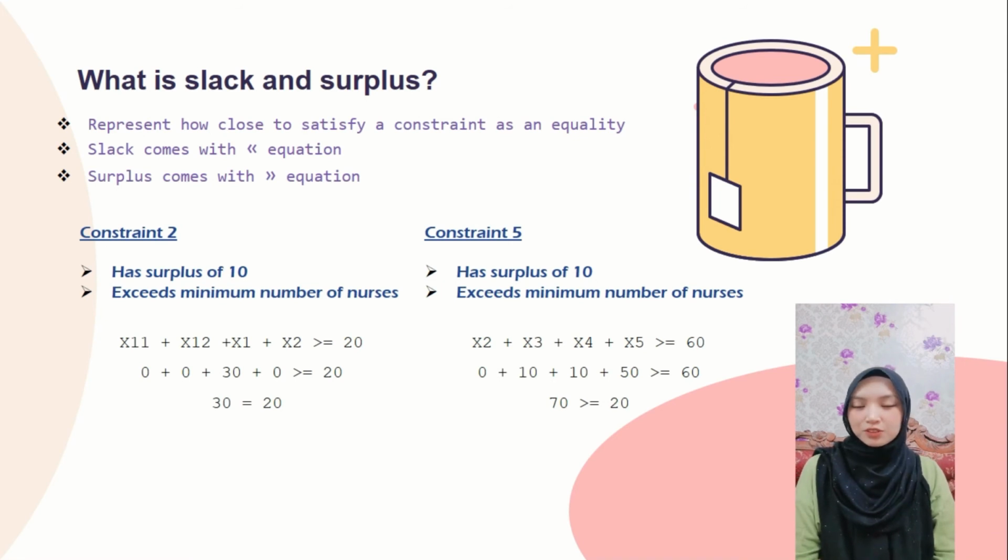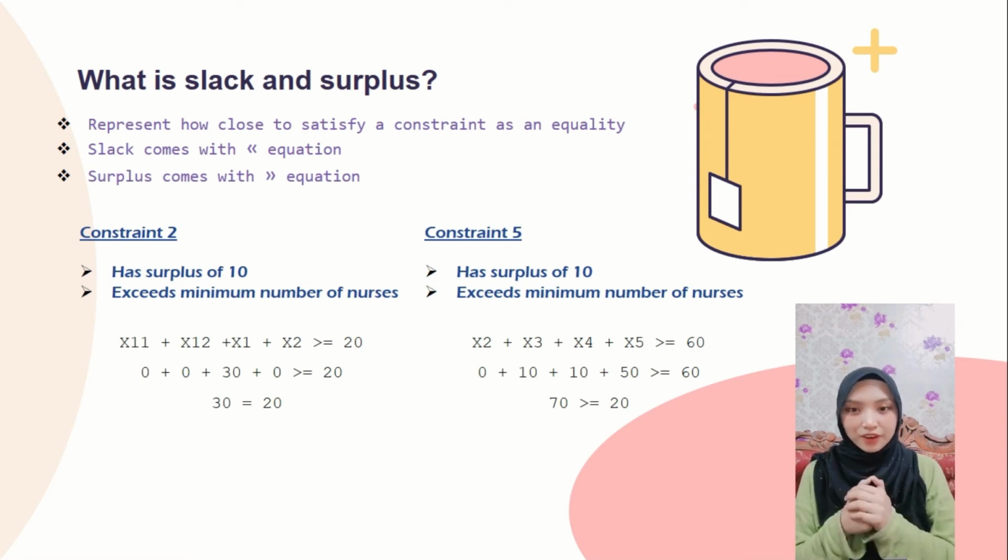So next we will go to slack and surplus. What is slack and surplus? It represents how close it is to satisfying a constraint as an equation. Slack comes in a less than or equal equation, while surplus comes in a greater than or equal equation. Since all of the constraints are greater than or equal equations, we have two surpluses. Both constraint 2 and constraint 5 give a surplus of 10. It means that both constraints exceed the minimum number limit of nurses by 10.